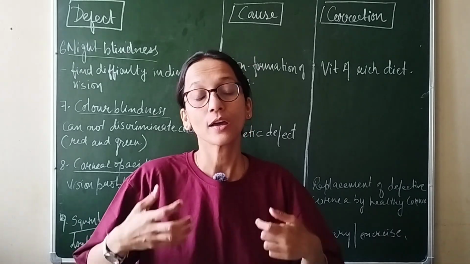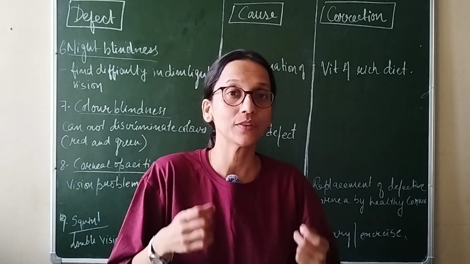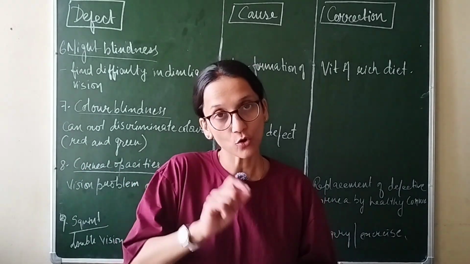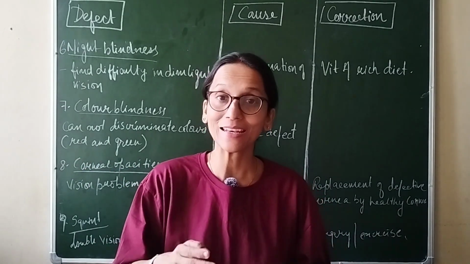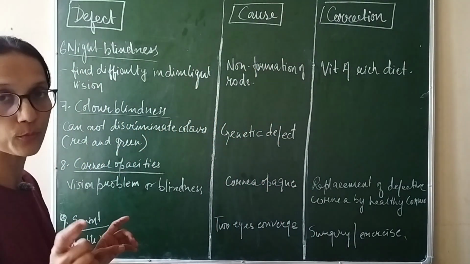So many people who are generous enough, they go and ask people to give their cornea after their death. So they basically donate it. After their death, the cornea is taken out from their eye and it is used to provide vision to people who specially suffer from corneal opacity.